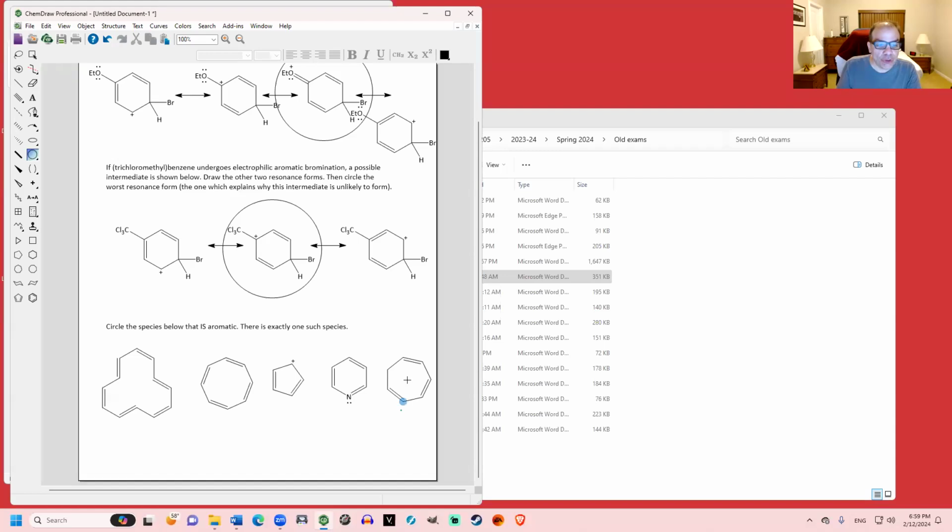And in case you weren't sure, you can look at this one. This one might have 6 pi electrons, but it is an sp3 hybridized atom right there. So we can rule out that one. All of the ring atoms need to be sp2 hybridized in order to be a candidate to be aromatic. So the last one's not aromatic either. So it has to be pyridine.